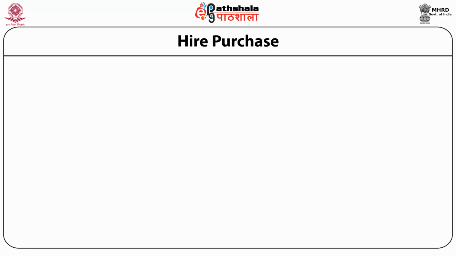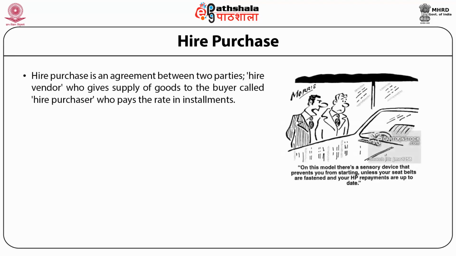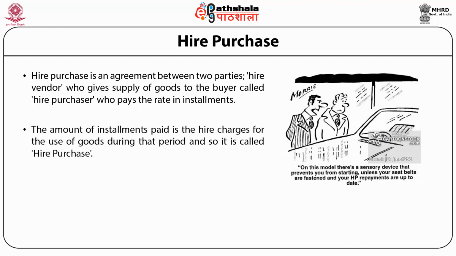Let's discuss now hire purchase. Hire purchase is an agreement between two parties: the hire vendor, who supplies goods to the buyer called the hire purchaser, who pays the price in installments. Till the last installment is paid, the ownership of the goods remains with the hire vendor. The amount of installments paid is the hire charges for the use of goods during that period, and so it is called hire purchase.